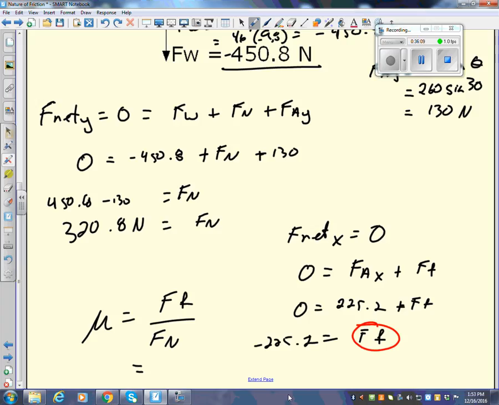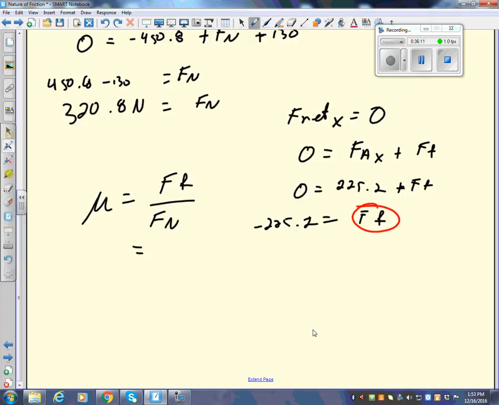So now I can finally solve for mu. What is my FF? This number right here, 225.2, all over my Fn, which I figured out to be 320.8. 225.2 divided by 320.8 is 0.70.